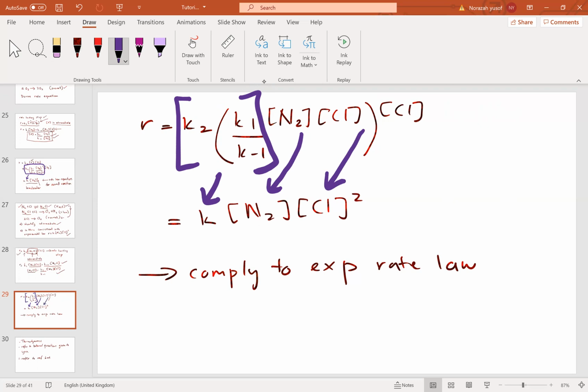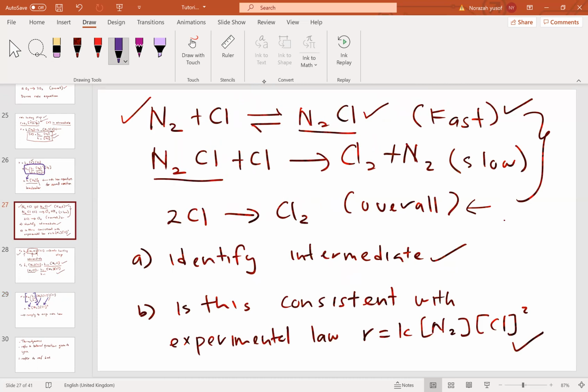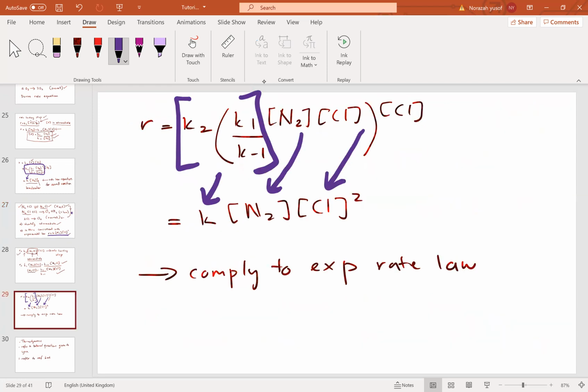Based on the question, is this mechanism consistent with the experimental law, which is R equals K times the concentration of nitrogen times the concentration of chlorine to the order of 2? So we finally managed to prove that. It means that it complies with the observed experimental rate law.